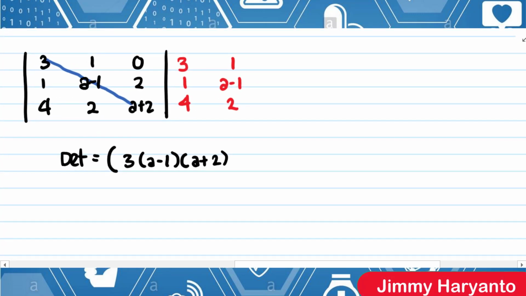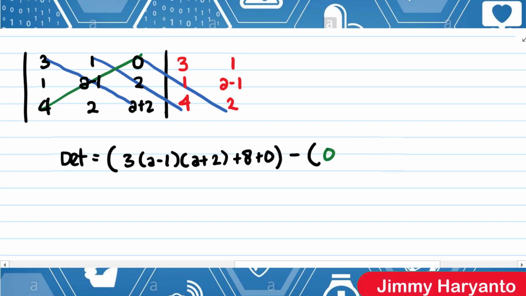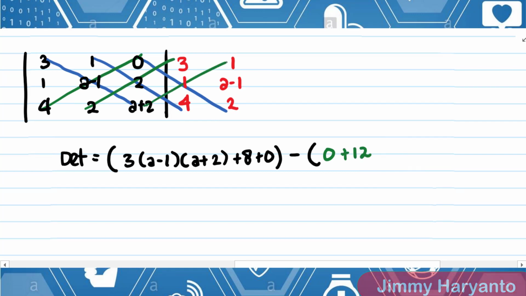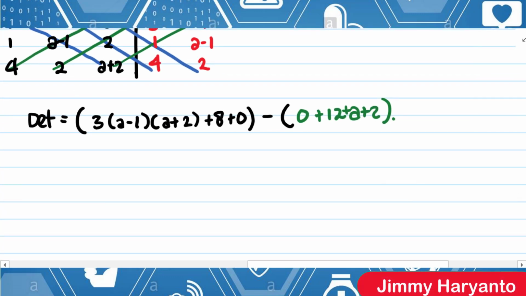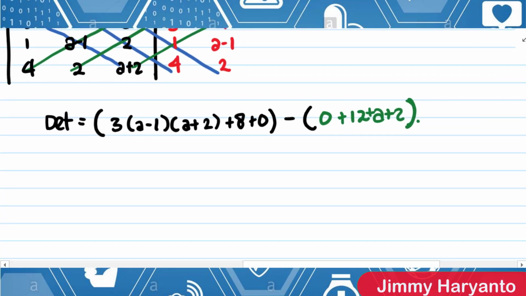Okay, like that. And then for the second one is 8 plus 8, and then the third one is 0 plus 0, and then minus the opposite direction. This one is 0, and then that one is 12 plus 12, and this one is a plus 2. Yeah, a plus 2. Okay, there you go. This is the determinant, and the determinant equals to 11, guys. Equals to 11. So I will write 11 equals to this times this first, cross multiplication.